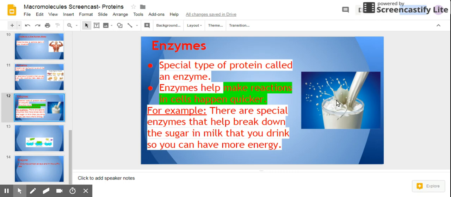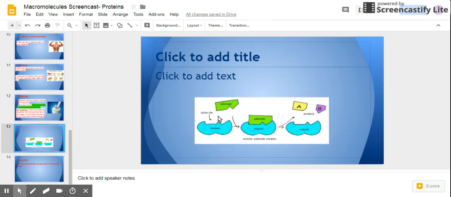So for example, when we're drinking milk, we get the sugar from milk, which is called lactose. If you remember, ose from our last video tells us that it's a kind of sugar. When we drink milk, we want to get the sugar and use it. But the sugar itself, lactose, is a little bit complicated for us to use. So this enzyme will bind with the lactose, and we call that a substrate, which is just anything that's going to bind with an enzyme.